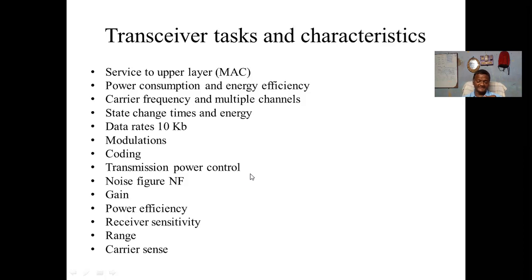Next, receiver sensitivity. What is the receiver sensitivity? You already know that as the sensitivity value gets smaller, it can detect a smaller amount of power.